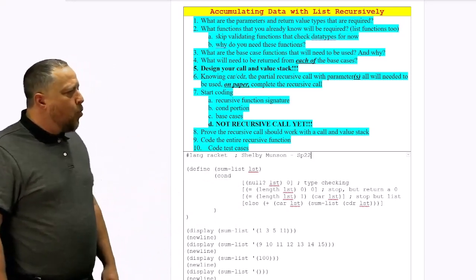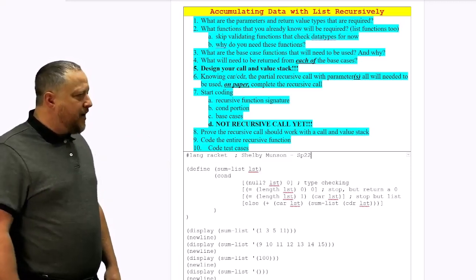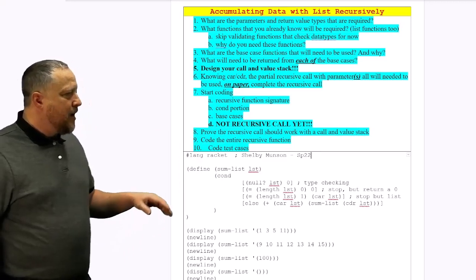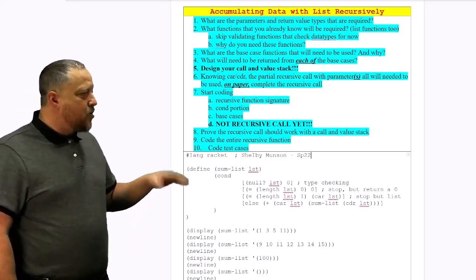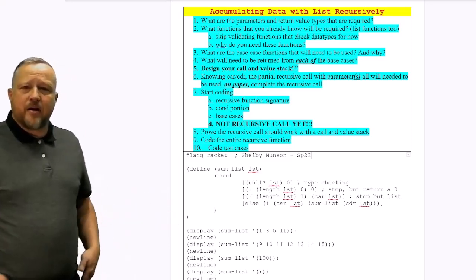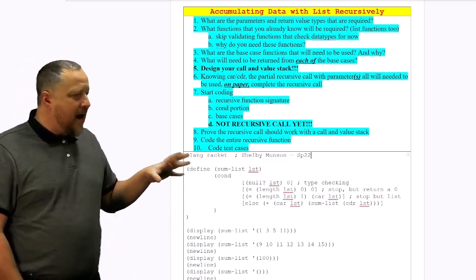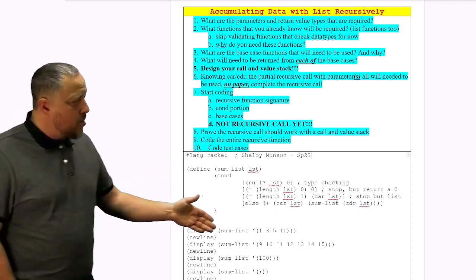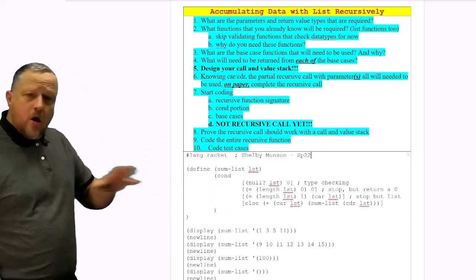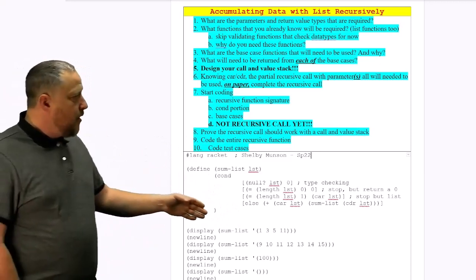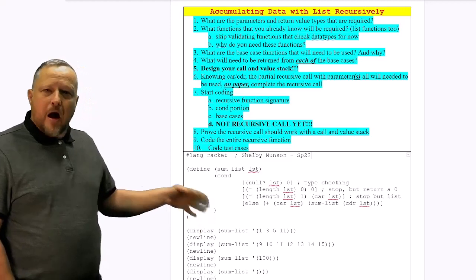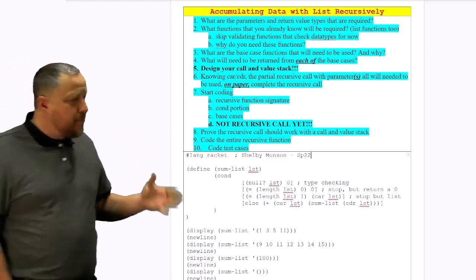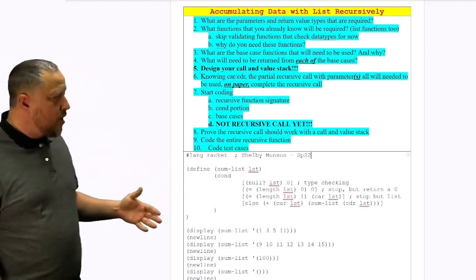Number 4, what do we need to return from each of the base cases? I kind of went through that already. Then number 5, design your call and value stack. I honestly don't have it here. I'm going to add this to the notes, so just a heads up on that. But in reality, you should be able to design the call and value stack from previous examples, or let's pretend you didn't, which I bet you didn't. I bet you can draw it from sum list. There'll be one big picture of this in the notes so that you'll see it. But it should be the call and value stack that we normally know and love.